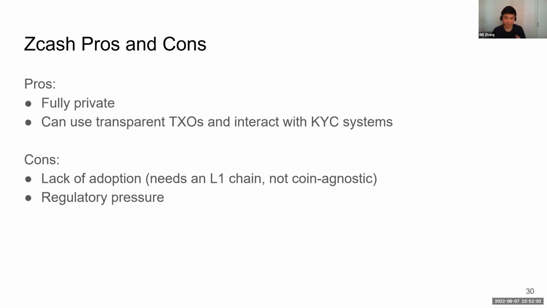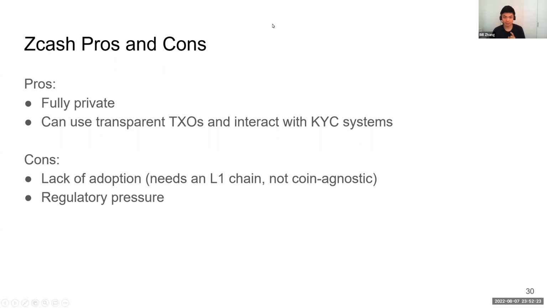It requires an L1 chain. It can't be built on an existing chain. So if people want to use Zcash, they can't use Ethereum at the same time. And it's also not coin agnostic. It doesn't protect all coins. It only protects its own coin, the coin on its blockchain, which is Zcash. Just like Bitcoin can't support any other tokens, Zcash also can't support any other tokens.